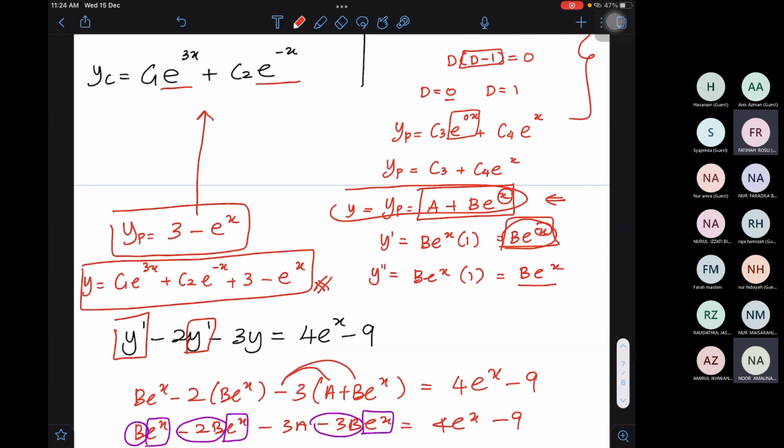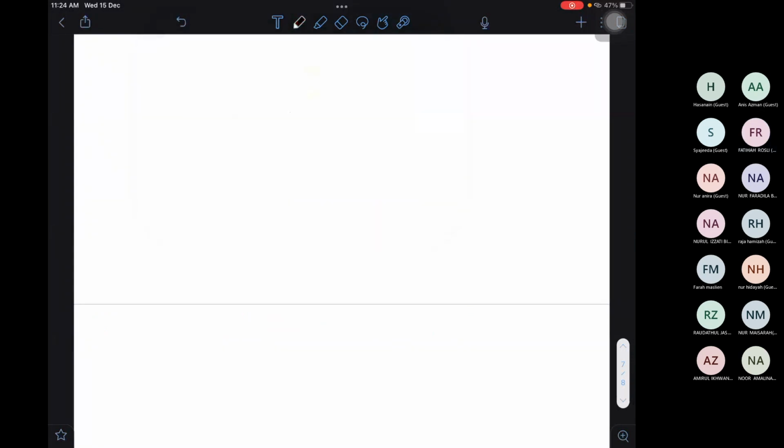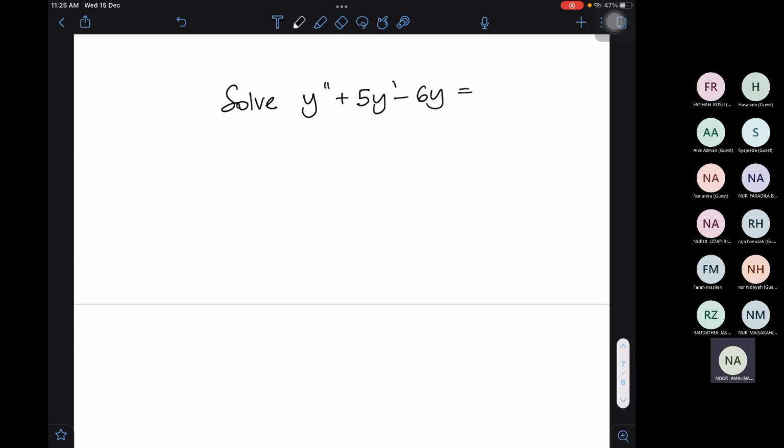So contoh yang ketiga. Okay, solve Y double prime tambah 5Y prime tolak 6Y sama dengan 10 eksponen 2X. Okay kelas, so ini adalah kita punya non-homogeneous differential equations.